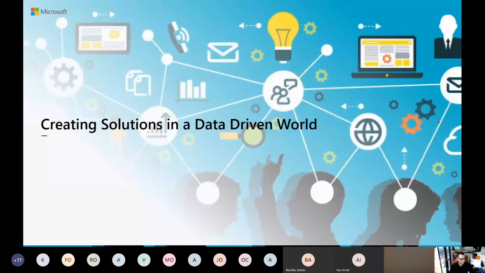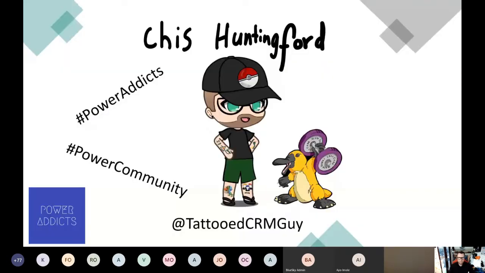Just to tell you who I am, my name is Chris Huntingford. I'm a partner technical architect at Microsoft. I've only been in the UK for about 6 years. I used to live in South Africa, which is pretty awesome, so I got to experience both parts of the world. I've been at Microsoft for a little while, and I've worked in the partner channel for a very long time, doing some pretty awesome stuff.